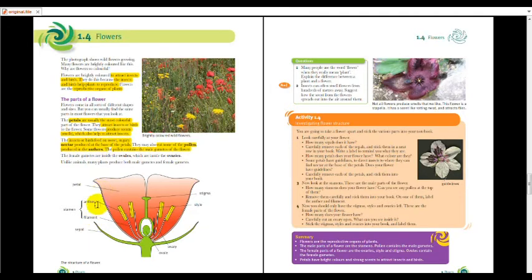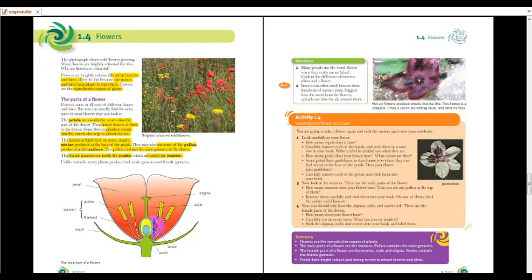So where is the anther? Here. Anther is this part. So inside the anther, it is the place where the pollen is found. Okay, so what about the female parts? The female gametes in the flower, where can we find them? So the female gametes are found inside the ovules, which is inside the ovary.